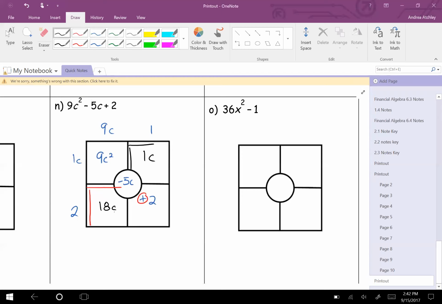Was there anything else that multiplies to 9? Is there anything else that multiplies to 2? But that won't change the numbers. It'll just change the signs of them, which still won't work, right? Okay, so when nothing works, this is prime.